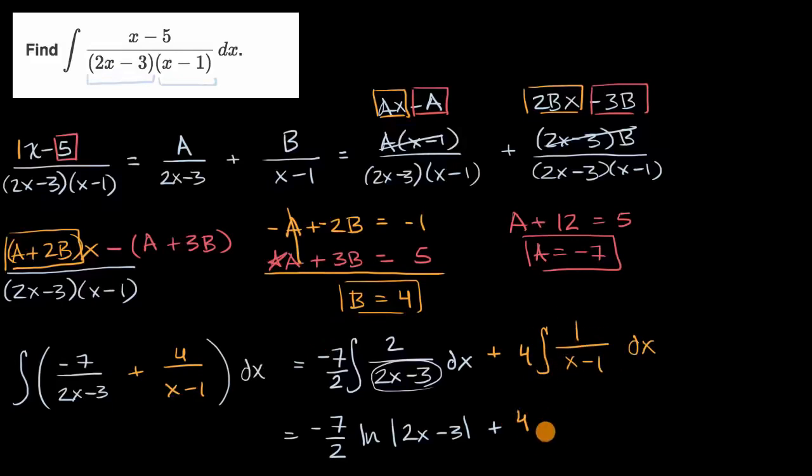times the antiderivative here, which is the natural log of the absolute value of x minus 1. And once again, I can do that because the derivative of x minus 1 is just 1. And of course, since we're taking an indefinite integral, we do not want to forget our plus c. And we're done.